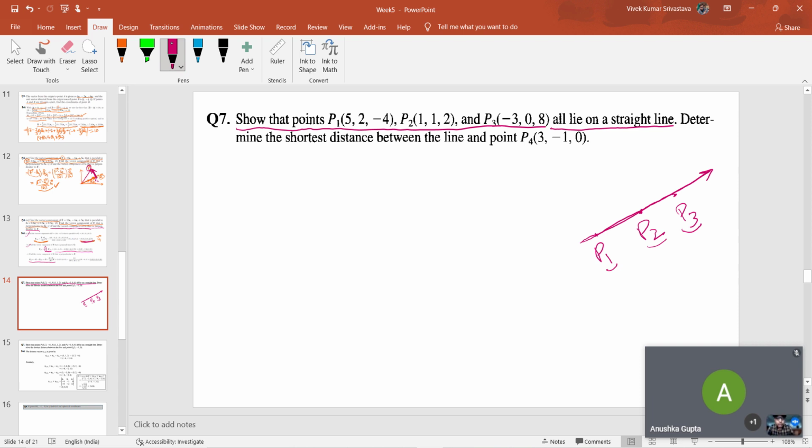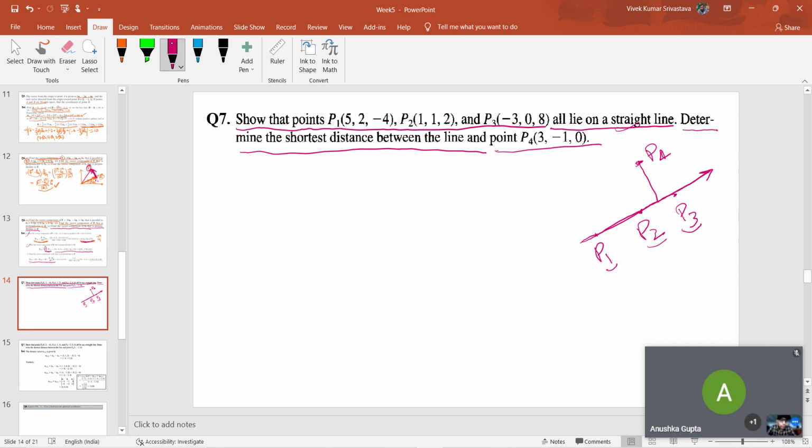This is the first part of this problem, and once you determine whether these points lie on a straight line or not, the second part is to determine the shortest distance between this line and some point. Let us say this is point P4. You have to find what will be the shortest distance between this point and this line.